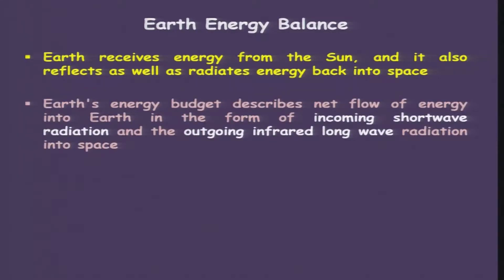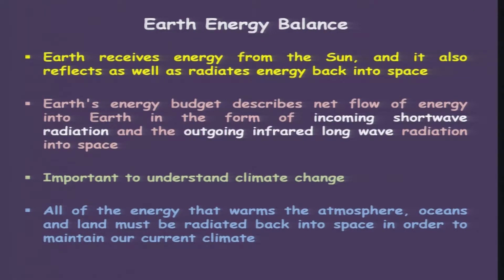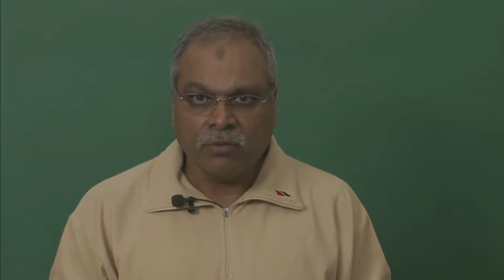The earth energy budget describes the net flow of energy into the earth in the form of incoming short waves and outgoing infrared long waves into space. This means we get the energy in the form of short waves, and it is radiated back into the atmosphere in the form of long waves. It is important to understand climate change also. All the energy that warms the atmosphere, ocean and land must be radiated back into space in order to maintain our current climate. As I said, I am not going into the detail of this, but this part of the earth energy balance is extremely important when we are talking about global warming also.